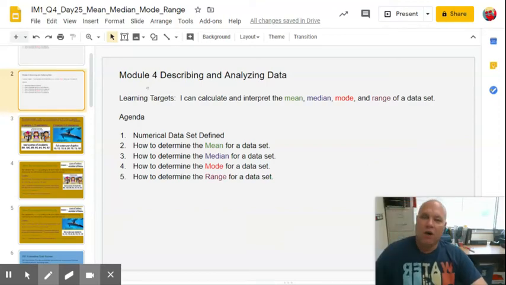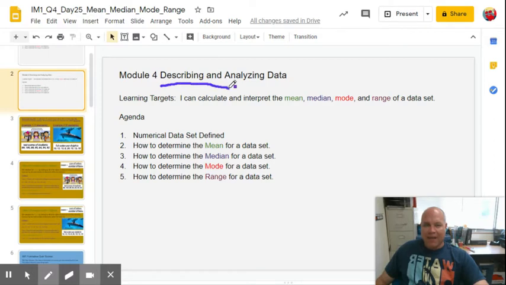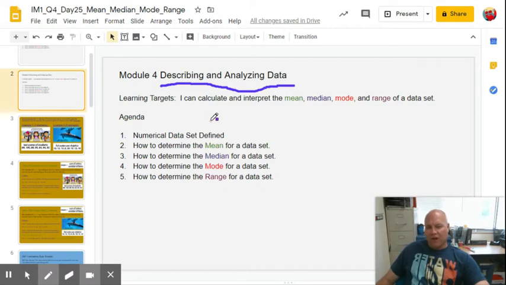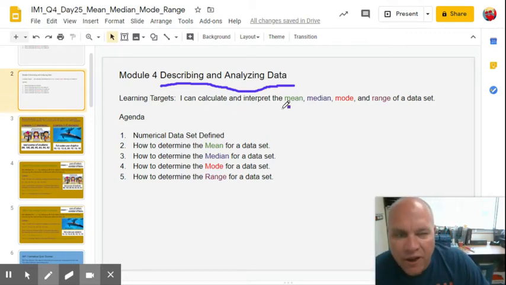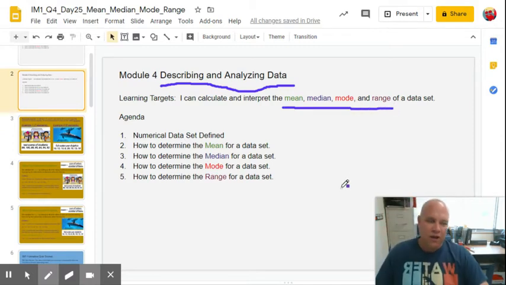Okay, we're going to begin Module 4 today, which is a fun unit on describing and analyzing data. And we're going to begin today with something I think you already have on your hard drive. You've at least been exposed to it in the past. And here we're going to relearn it at a higher level. And that is, I can calculate and interpret the mean, median, mode, and range of a data set.